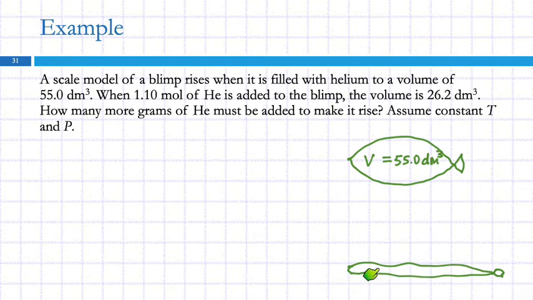Down here, the blimp is not completely empty. It has 1.1 mole of helium in it. So that would be N, 1.10 moles of helium. And the volume down here, with that little bit of gas in it, is 26.2 cubic decimeters. I should have highlighted these things.